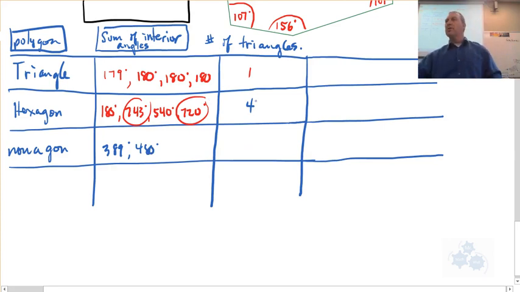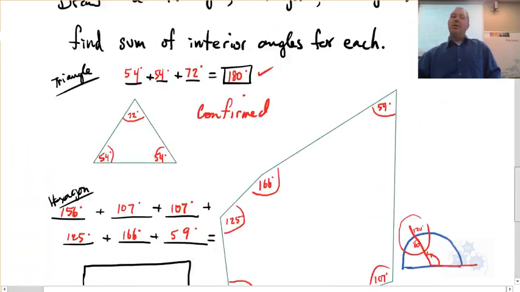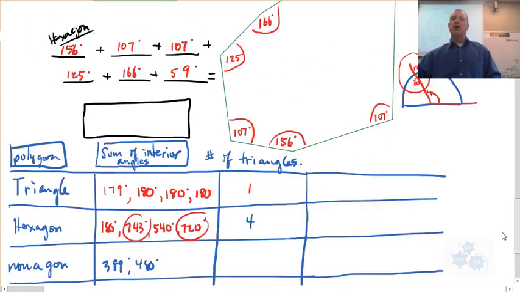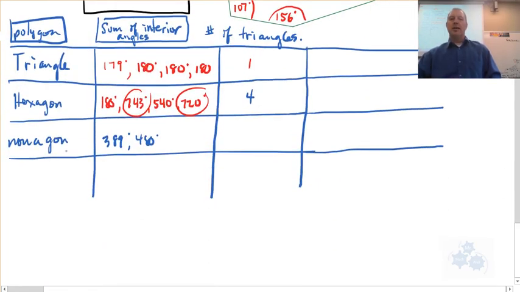So let's think about this logically now, guys. A nonagon. What's the pattern? A triangle has one triangle in it. A quadrilateral with 4 sides has 2 triangles in it. Something with 6 sides has 4 triangles in it. Something with 5 sides has 3 triangles in it. So how many triangles would a nonagon have? That's 9 sides. How many triangles? 7. Yes, it would have 7.